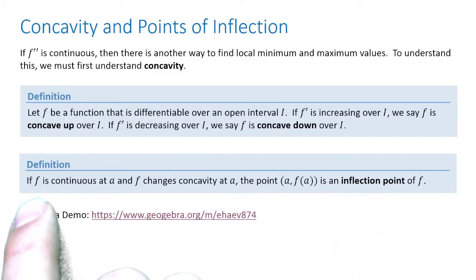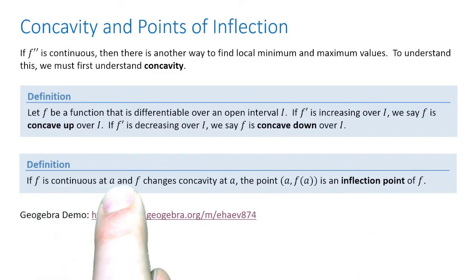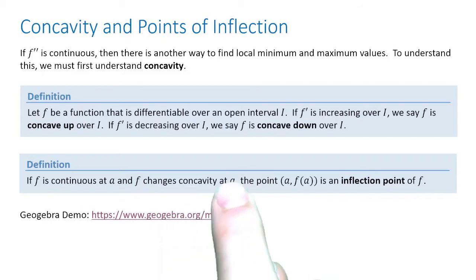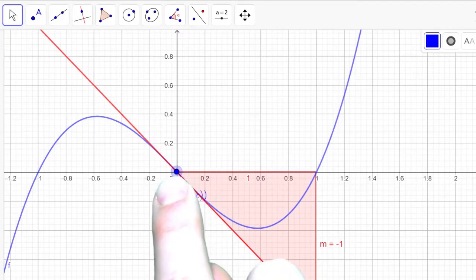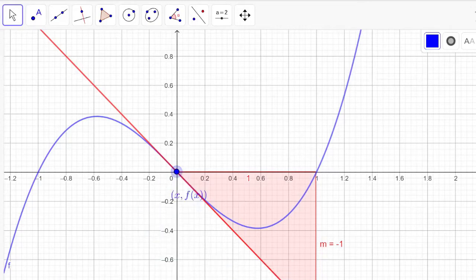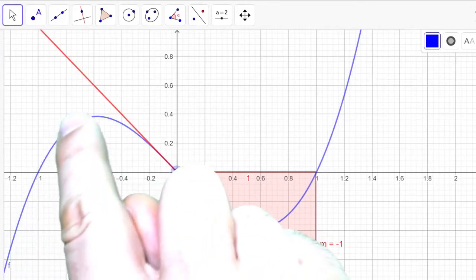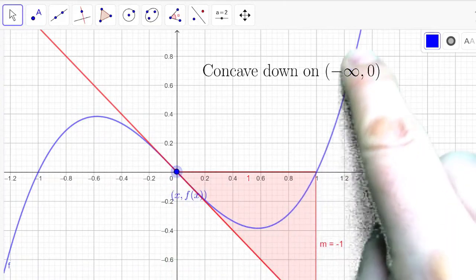Let's read the definition for inflection point. If f is continuous at a number a, and f changes concavity at a, the point (a, f(a)), that point on the graph, is called an inflection point. And so what we just saw was that there's an inflection point at 0. In fact, the point is (0, 0) for this graph. So you can see concave down until we get to here, and then concave up going past that point.